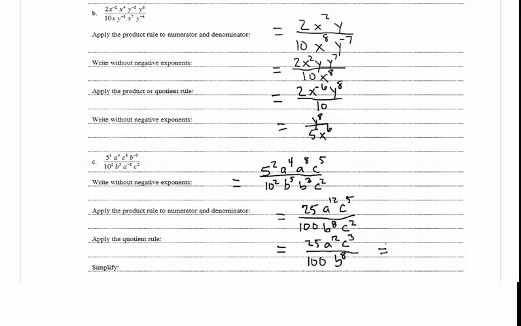And we can say that this is equal to 25 over 100, which can be simplified down to 1 over 4, so we're going to be left with a to the 12th c cubed divided by 4b to the 8th. And that's our video on the quotient rule.